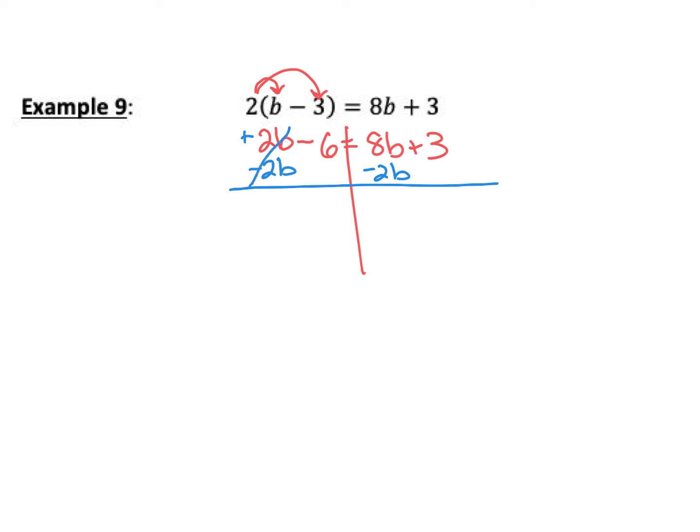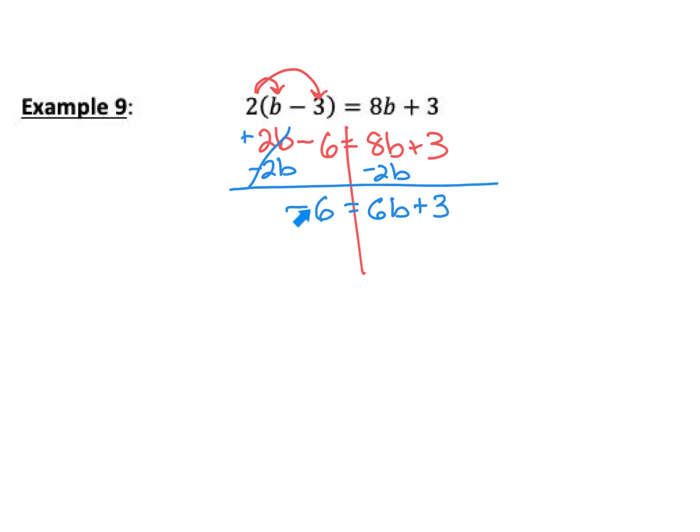So positive 2b, negative 2b, they make 0. Leaves negative 6 by himself. 8 minus 2 is 6b, and then plus 3. So now I want to combine like terms. I want to make them so they're on the same side, right? So we want to see, who wants to be with the negative 6? Is it 6b or is it 3?